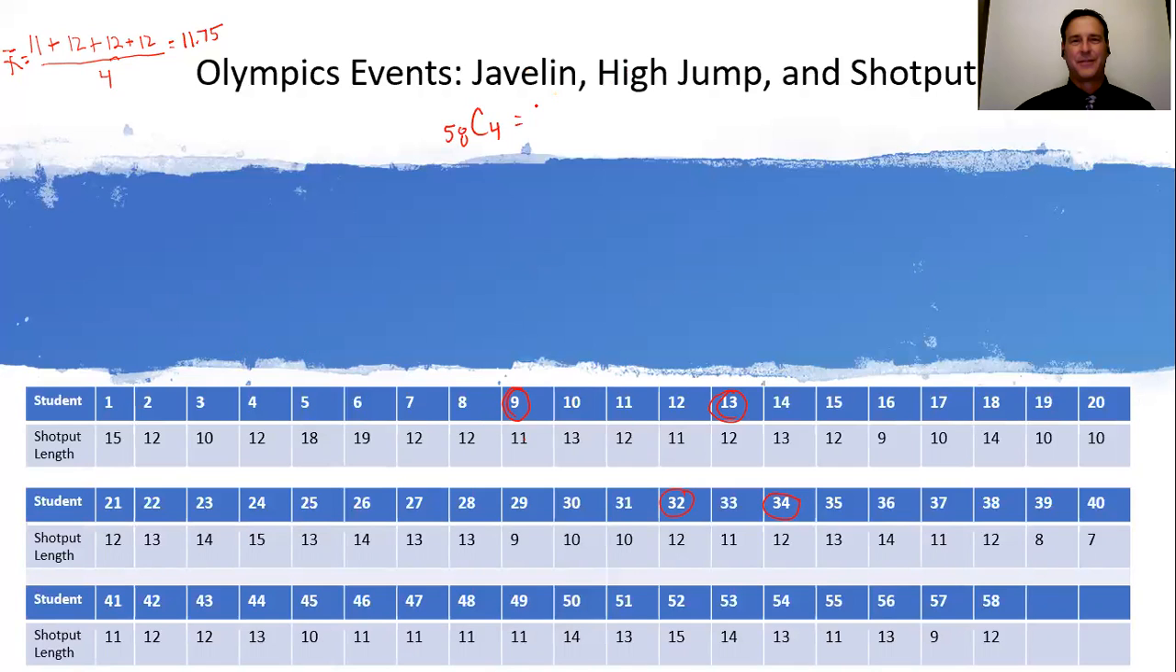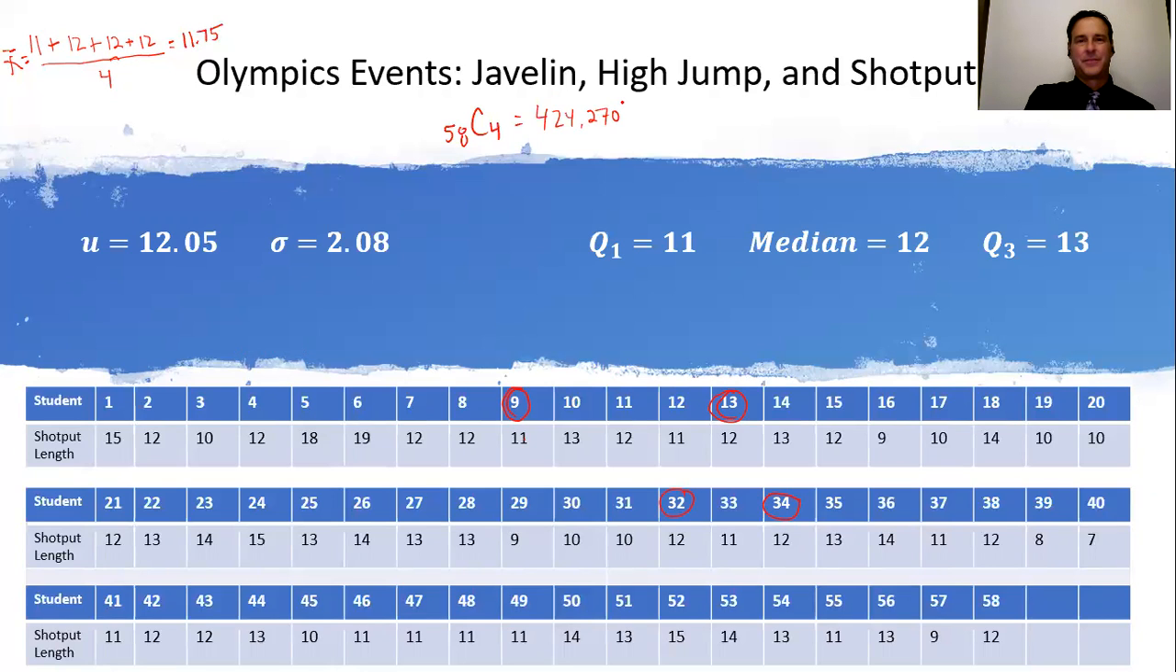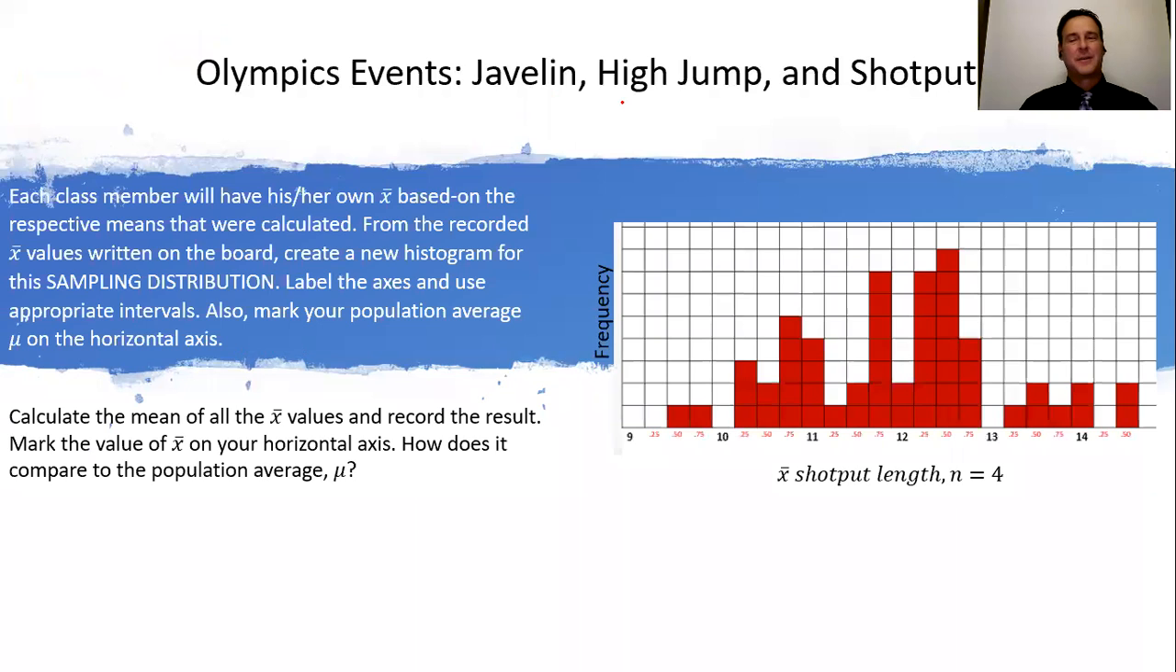I think it's 424,270. And so we didn't have time to figure out all 424,270 different ways to group 4 and then create averages for them. But we did do it 58 times, and we'll see what we got. First, that is our original data. What I found with our new data is that we got something that looked like this. So when I think about what I had on the other side, my X bar, and I'll write it above here, my X bar was 11.75.